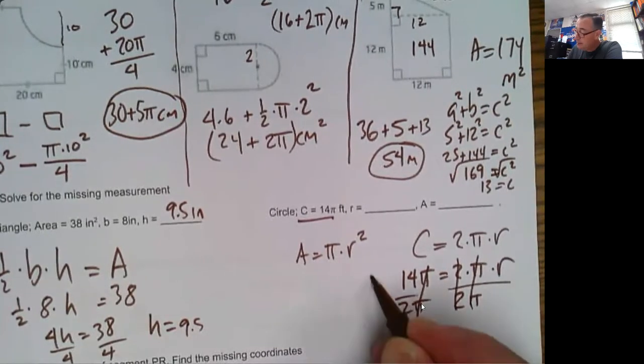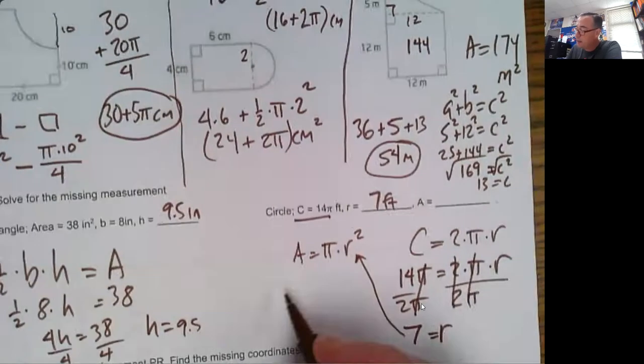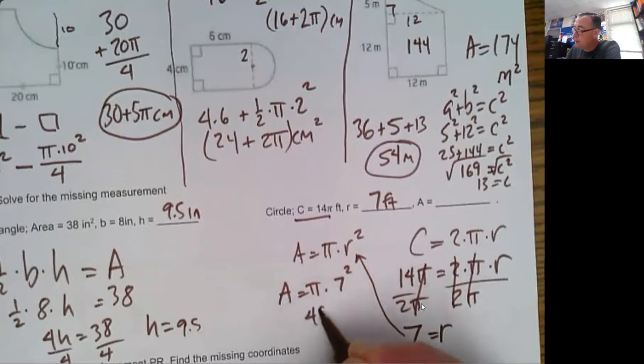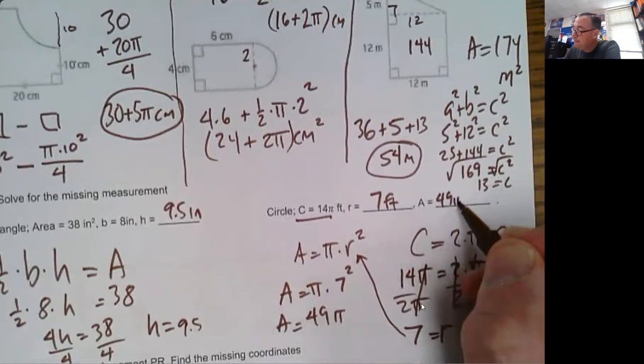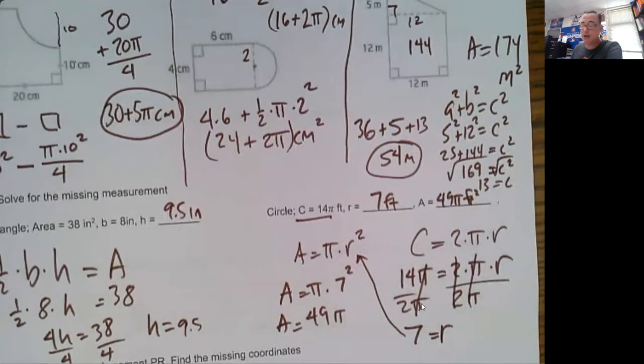And then I plug that right back into here, so this is 7 feet, to solve for the area. Area is equal to pi times 7 squared. 7 squared is 49. So the area is equal to 49 pi feet squared. All right, and there's that one.